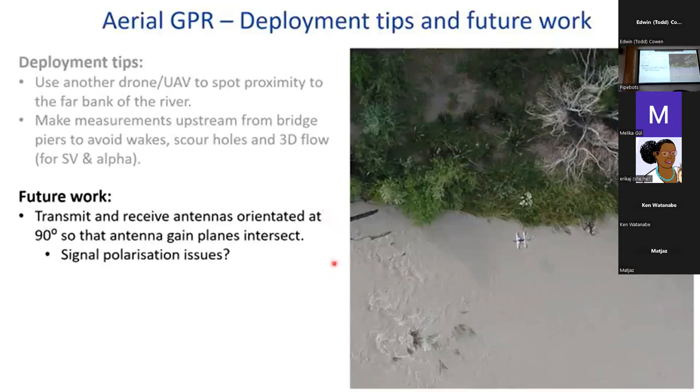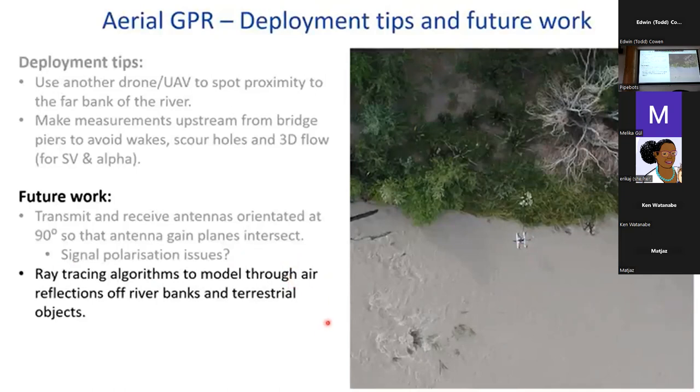Again, we've just started work in this area, but some future work that we'd like to do is to test rotating one of the antennas, so the transmit and receive antennas are orientated at 90 degrees, so that the donut shaped antenna gain patterns intersect. That might help us with better directionality data just below the drone, rather than also 3D reflections. But there might be some issues with signal polarization, so that's just a quick piece that we need to do.